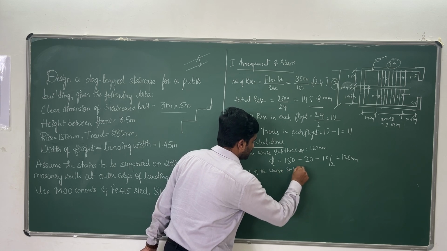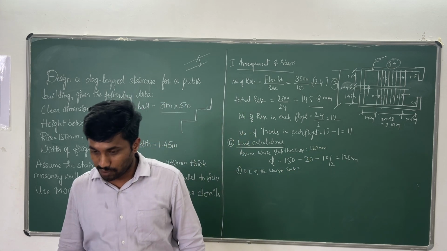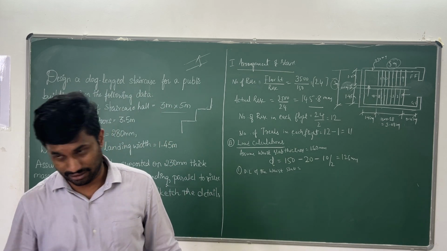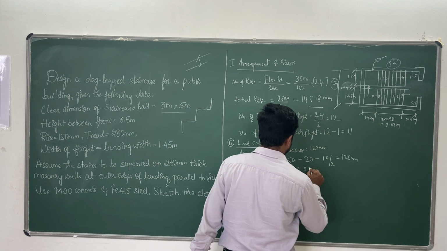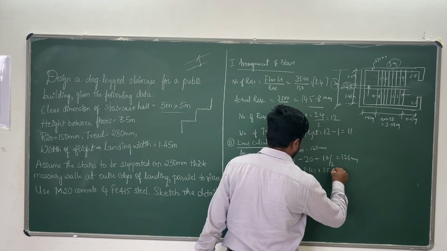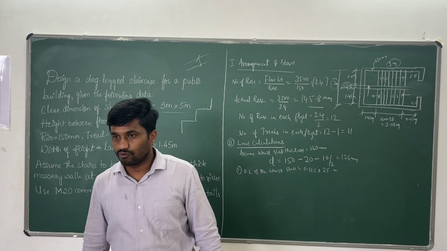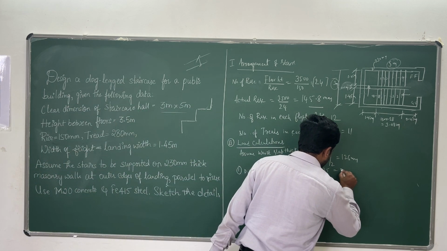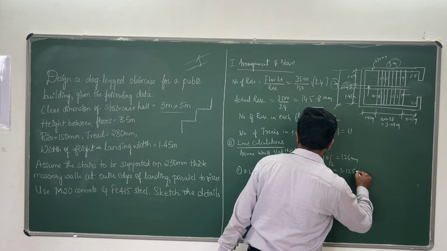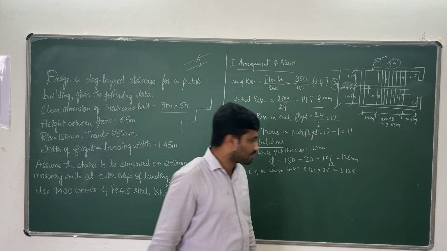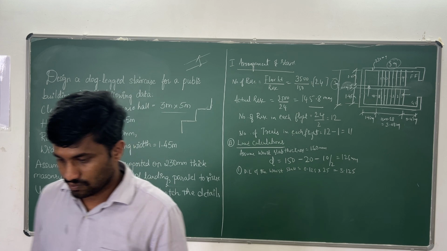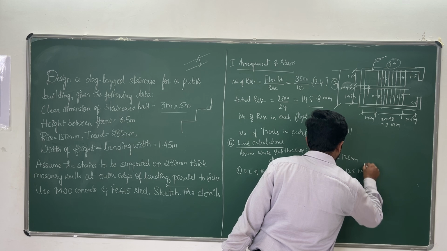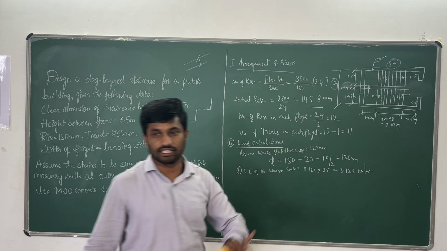Next, the very first thing is the dead load of the waist slab. How to compute dead load? Thickness multiplied by the density of concrete. 0.125. What is the density of concrete? In RCC we will assume 25. Right? How much? 3.125. What is the unit? Kilonewton per meter square.